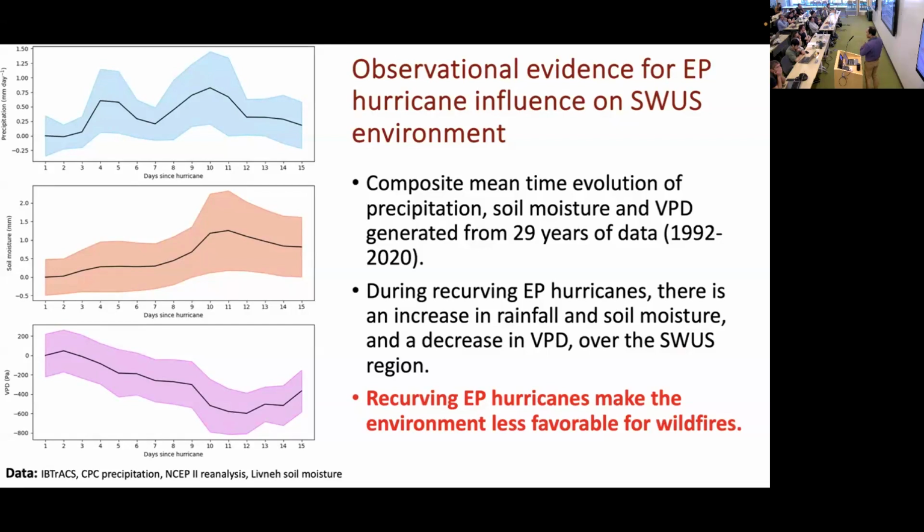These are three independent data sets, and the timing is very consistent. Roughly around day 10 is when you have the peak across all three data sets. They really agree very well. This set of observations really tells us that indeed, these storms, when they recurve, make the environment less conducive for wildfires. This is based on observations for a period of roughly 29 years, from 1992 to 2020. The question is, can we substantiate these results with model simulations?